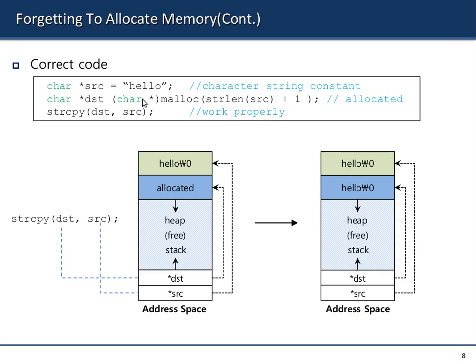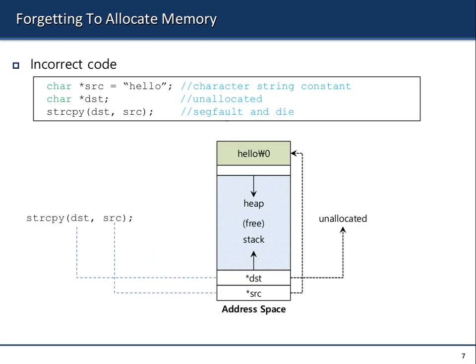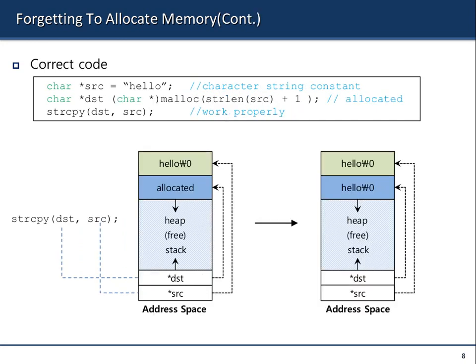So the correct code, of course, maybe in job interviews, this might be asked to you. Okay? So you are given this code, what is wrong with this code? You should be able to explain. Sir, it did not allocate memory. And how should you correct that? So this is the correct way to do that.